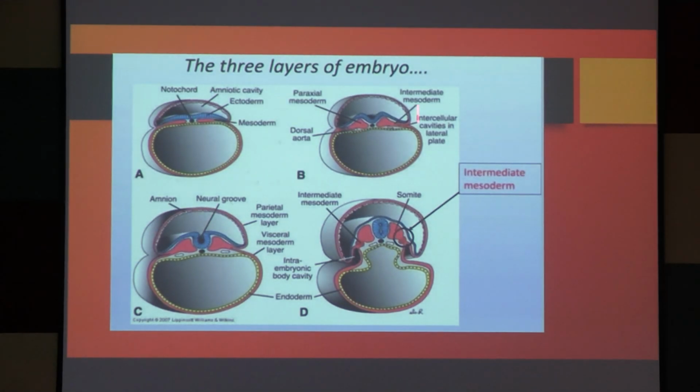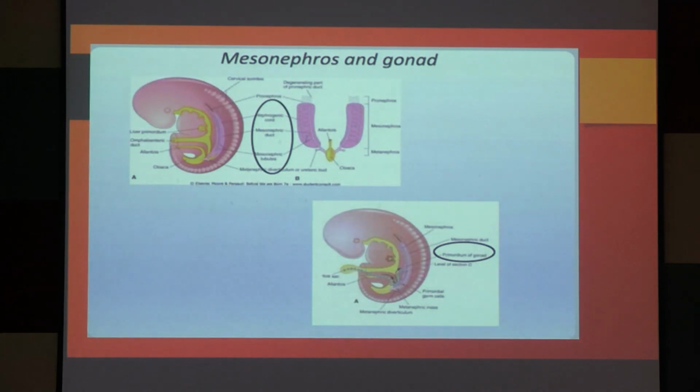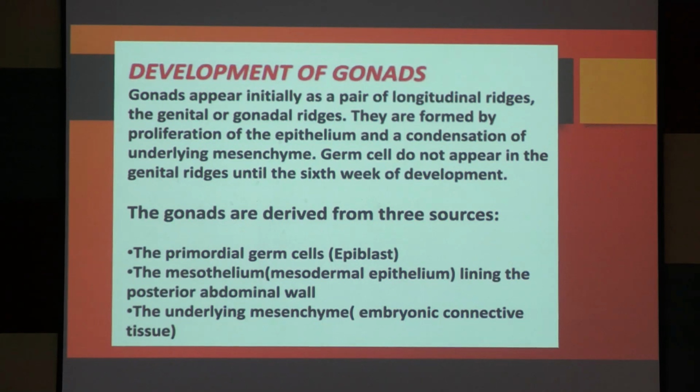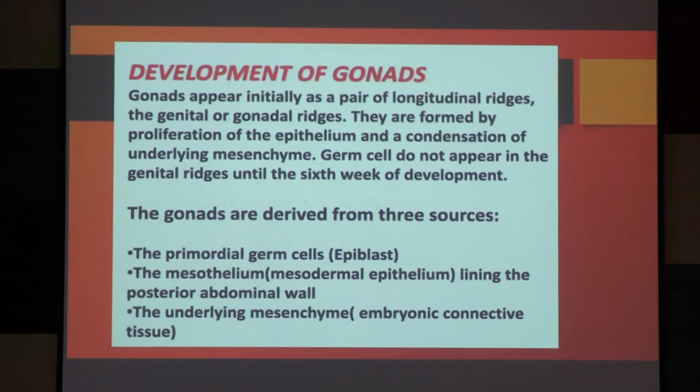And you see here, this is the embryo, this is the mesoderm. The intermediate part is where the genitourinary system develops, and the lateral part gives rise to the coelom, which is not so important. So the gonads are derived from three sources. One is the primordial germ cells, which come from the yolk sac. One is the mesothelium, that is the mesodermal epithelium lining the posterior abdominal wall, and the underlying mesenchyme, that means embryonic connective tissue.